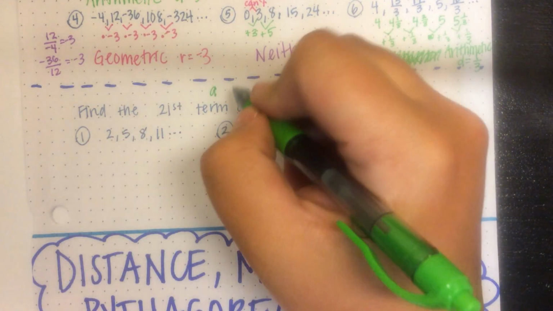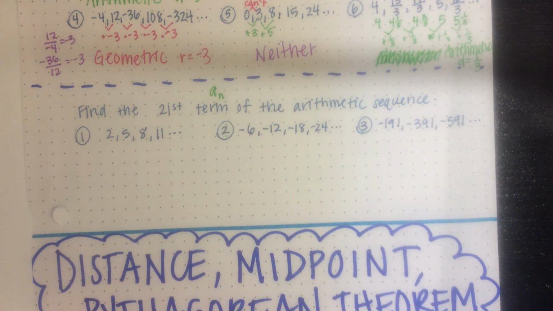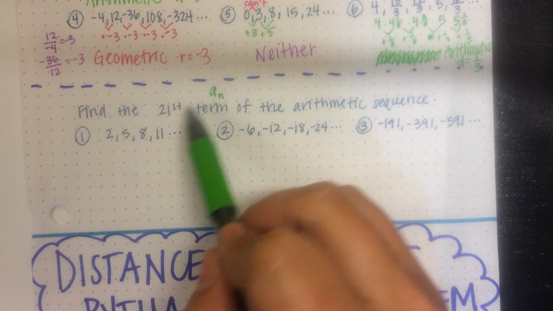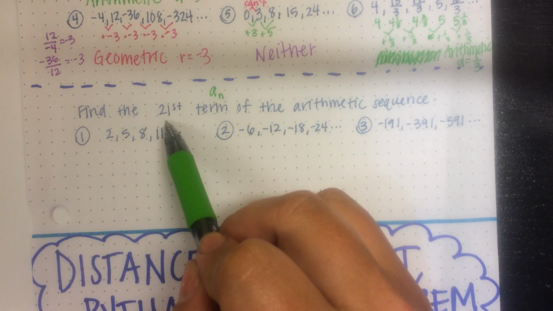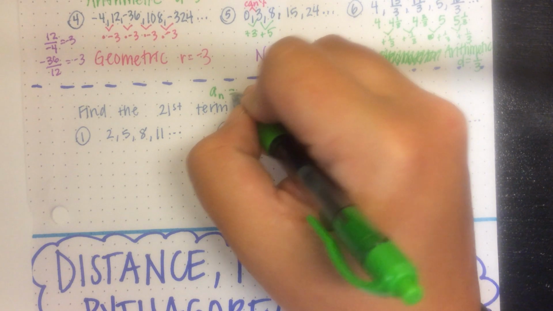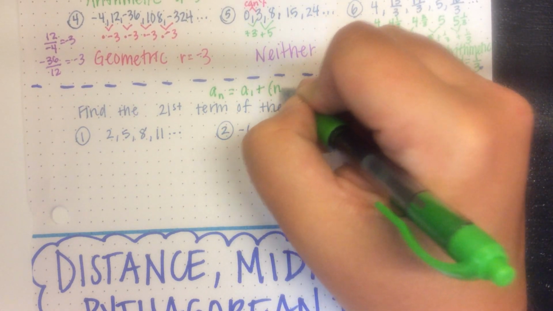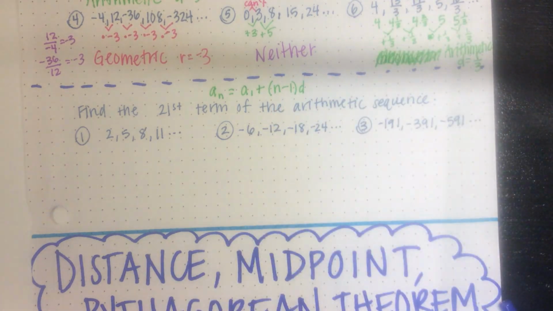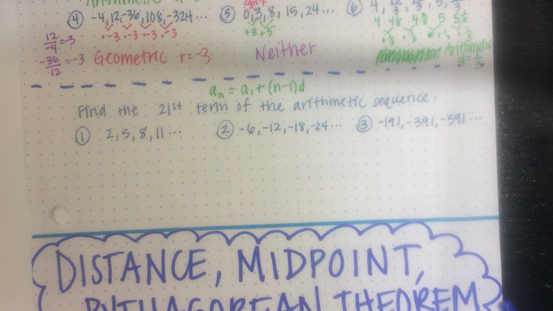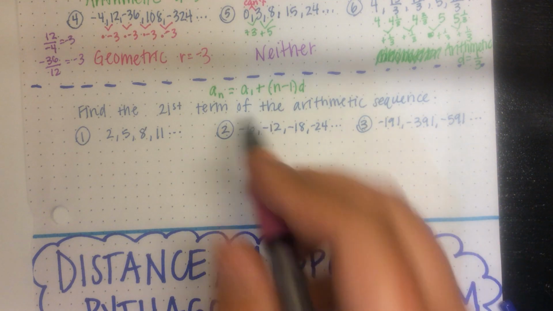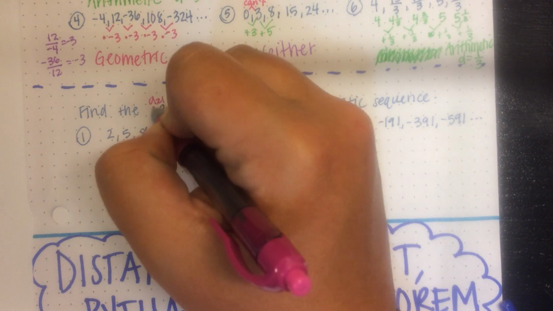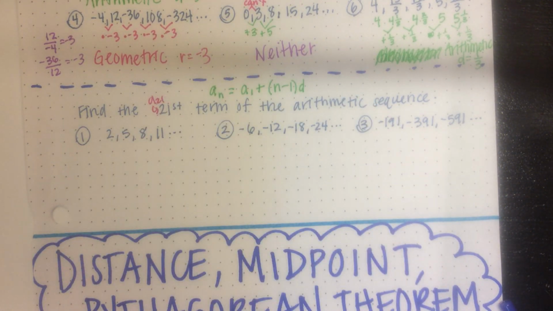That explicit formula says that our nth term, so in this case I'd be looking for a sub 21, our 21st term, equals our first term plus n minus 1 times our common difference. It's not as bad as it seems. And we'll go pink. So for all of these, I'm looking for a sub 21, because I'm looking for my 21st term.